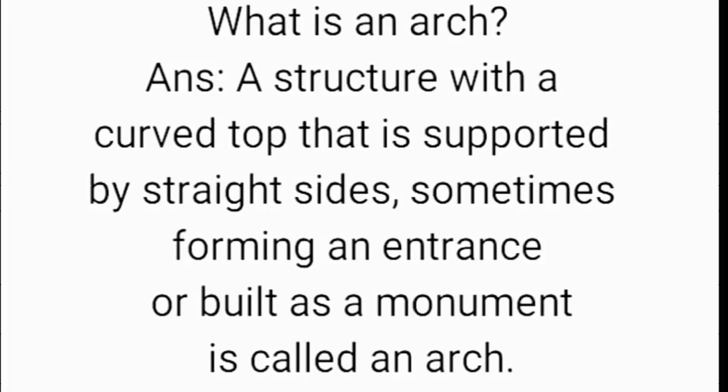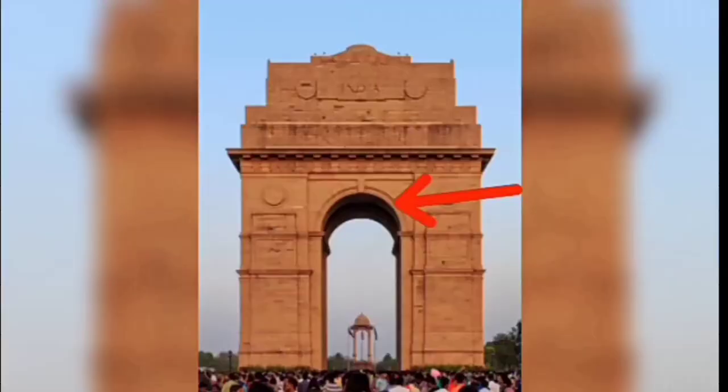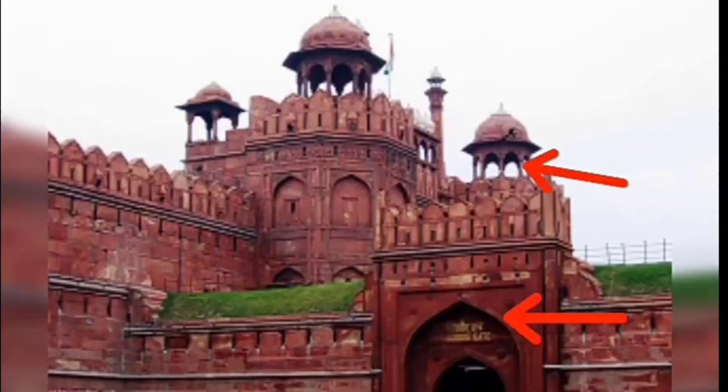If you see a few examples here, then you will remember what an arch is and you will get the idea. The first image is of the India Gate of Mumbai. The arrow shows you an arch, as I told you in the meaning. Second is the Red Fort of Delhi. The third image is of a temple of our Gujarat only.